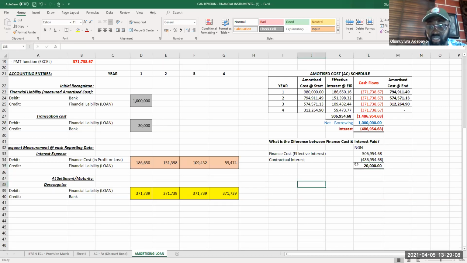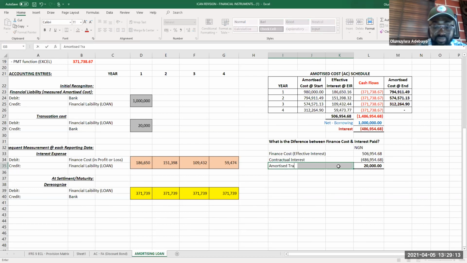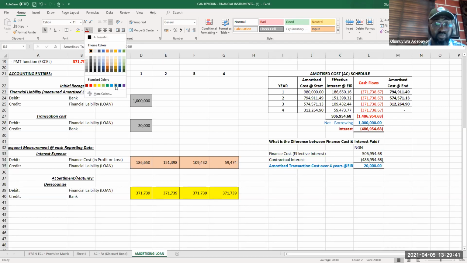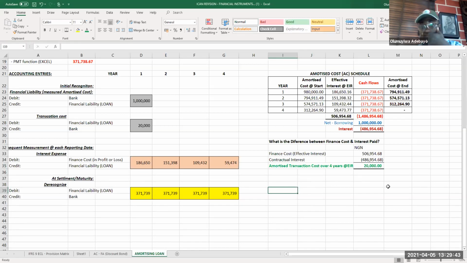And this transaction cost is what we have amortized. Over what? Over 4 what? Yes. With the aid of what? With the aid of effective what? Interest rates, EIR. That is what assisted us to do what we did. And that is what we are saying here.